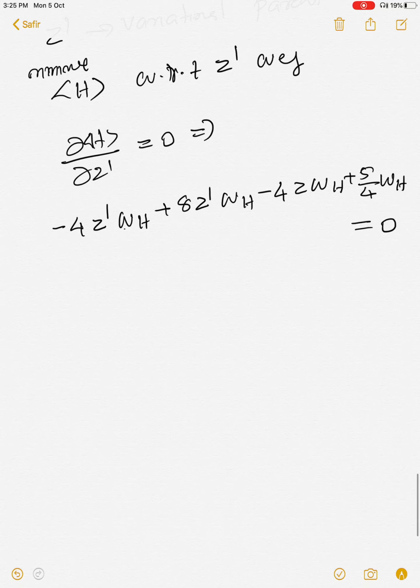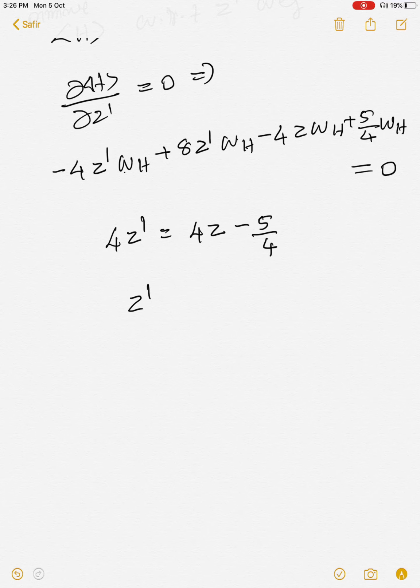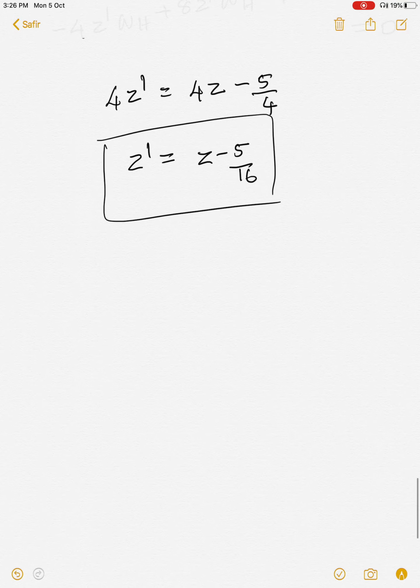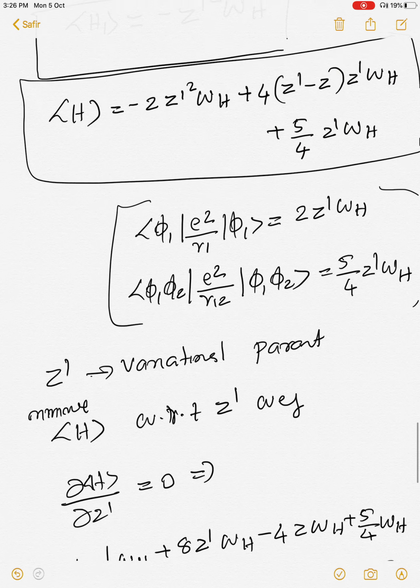So in the minimization condition, minus 4z prime WH plus 8z prime WH becomes 4z prime. WH will cancel from all terms, and the remaining term is 4z coming outside, minus 5 by 4. We get a relation for z prime, and with this value of z prime, we just substitute this z prime in the expectation of H.